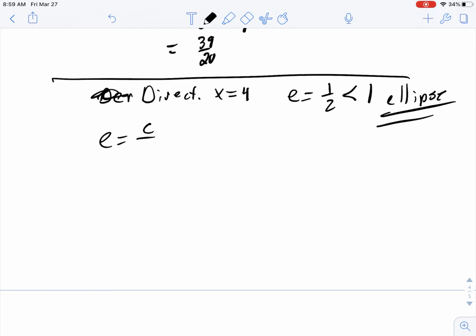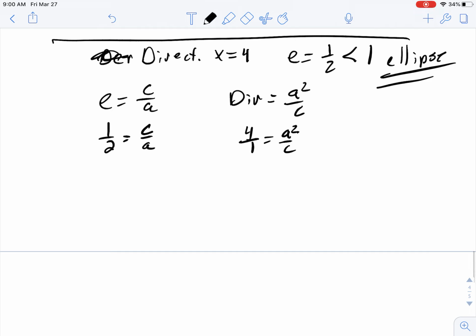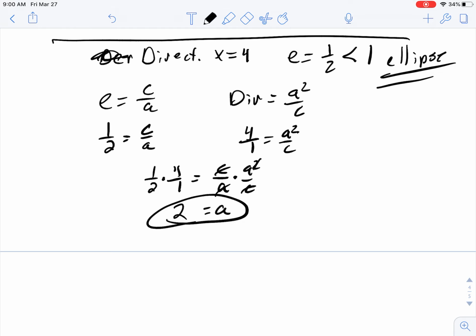So if you look at your two equations, eccentricity, e equals c over a, and your directrix of a squared over c. If you have 1/2 equals c over a, and your directrix is 4 over 1 equals a squared over c, think of it again like converting. If I multiply these two out, 1/2 times 4 over 1 is the same thing as c over a times a squared over c. Again, the c's cancel out, I have my a. My a would be 2.